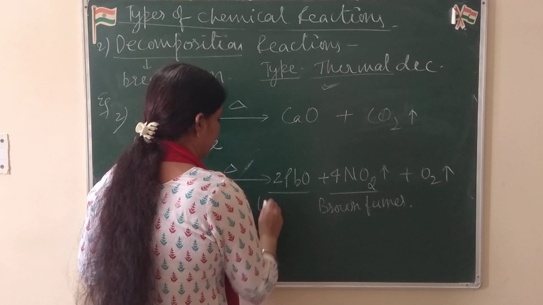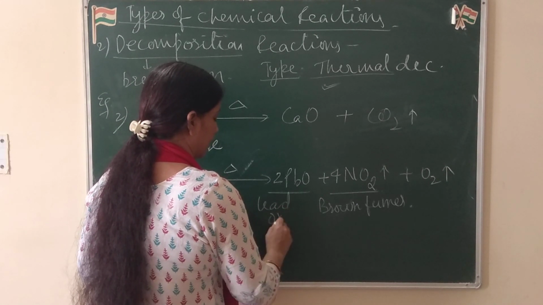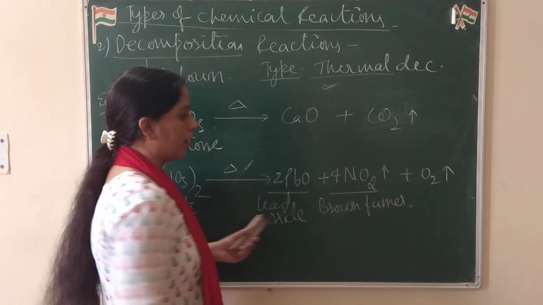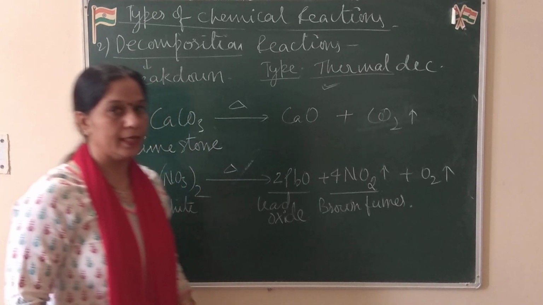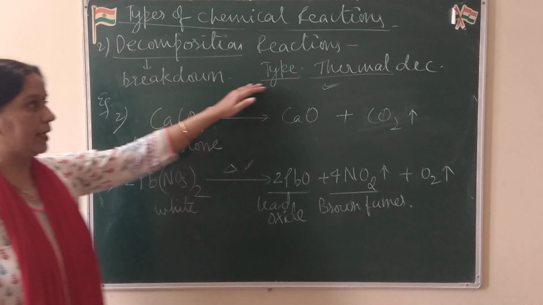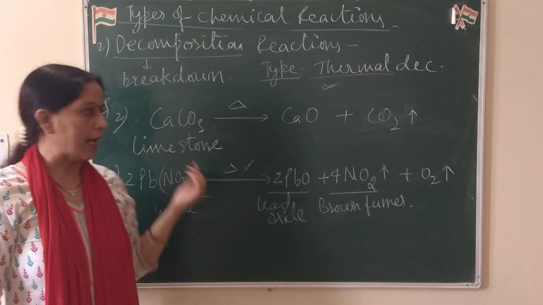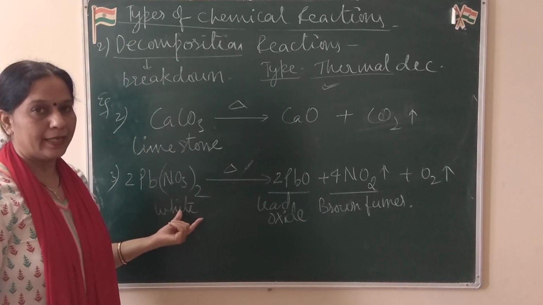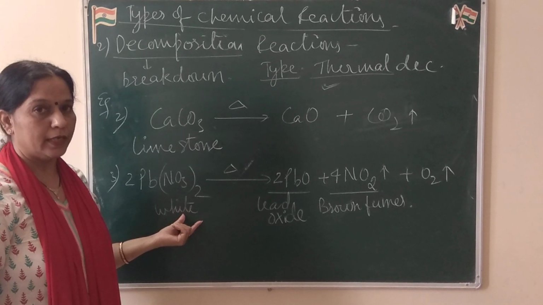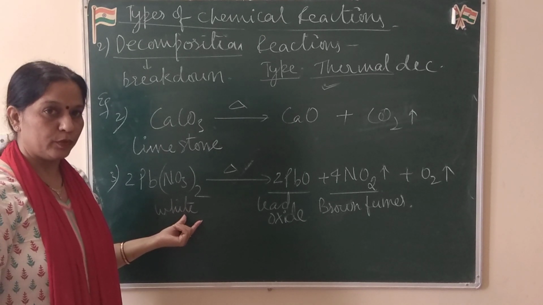Lead oxide is formed and oxygen gas is released. So three examples of thermal decomposition are heating of ferrous sulfate crystals, heating of limestone and heating of lead nitrate crystals. They are directly heated in burner, that is why it is called thermal decomposition.